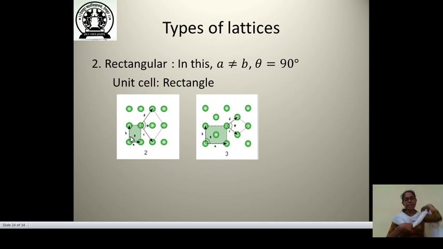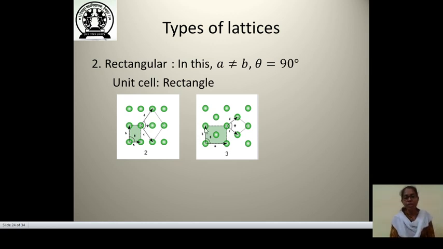Here you see one atom, one atom, one atom, one atom. We know that in a primitive unit cell, the lattice points exist only at the corners. Primitive means only at the corners we have the atoms. This is one primitive. And the rectangular crystal system also has a non-primitive unit cell.